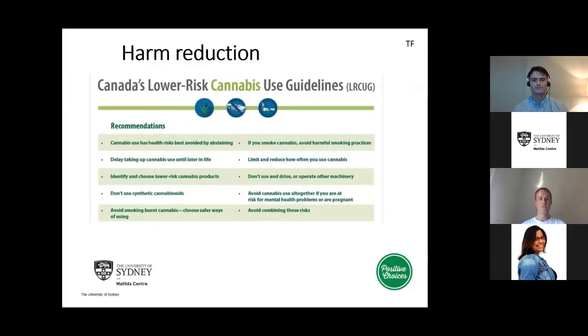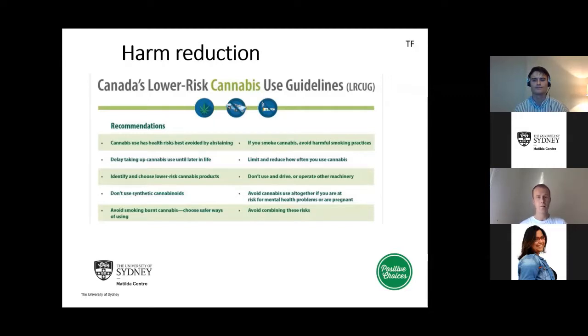The first recommendation is important. The best way to reduce the risks of harm is by completely abstaining. So if people can completely abstain, that's the best thing to do, if you can encourage that. But for those who do choose to use, a really important thing to do is to delay taking up cannabis until later in life. If you avoid that adolescent period, you can potentially avoid the effects of THC on your neurodevelopmental processes. It's going to be much less risky if you use it in adulthood.